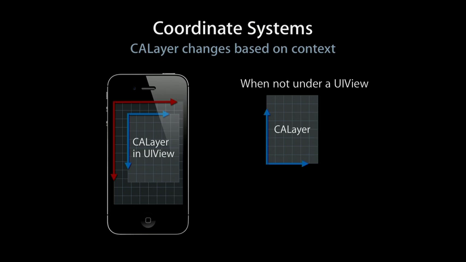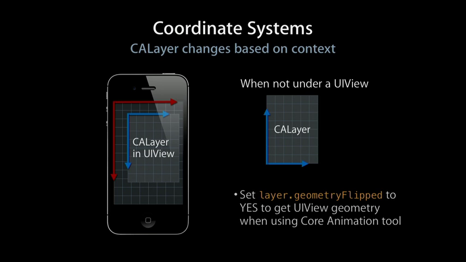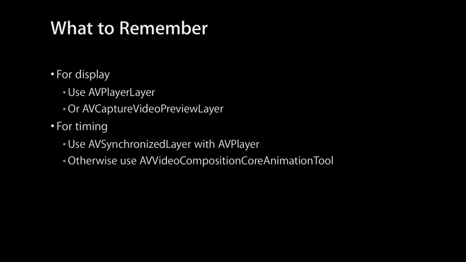So what do we do when we're using the core animation tool? Because we have no UI view there. Instead, we have to tell the layer to flip its geometry. This property is inherited, so we only need to set it at the root of the tree. So, for display, remember to use AV Player Layer or AV Capture Video Preview Layer. For timing, use Synchronized Layer if you're in an AV Player context, and use Core Animation Tool everywhere else.